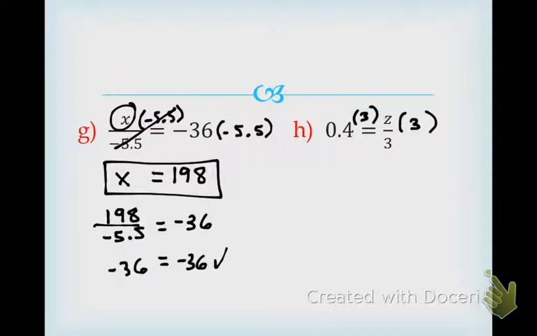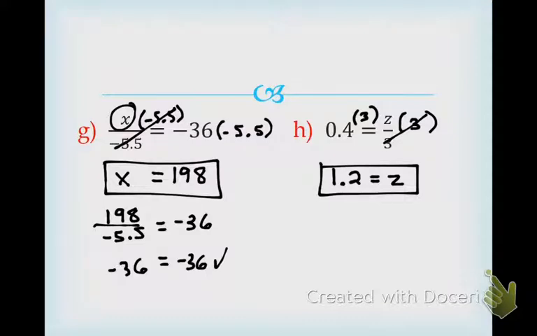On the right-hand side, I've got 3 over 3. What is 3 divided by 3? 1, which leaves only Z. And your answer is going to be 3 times 0.4, which is 1.2.